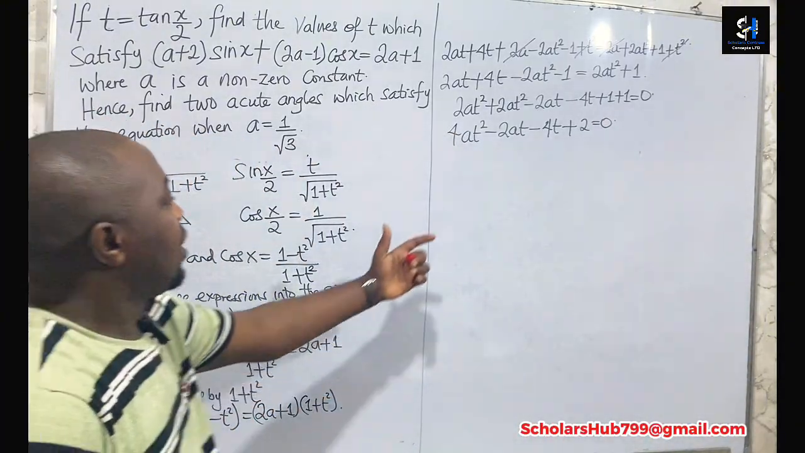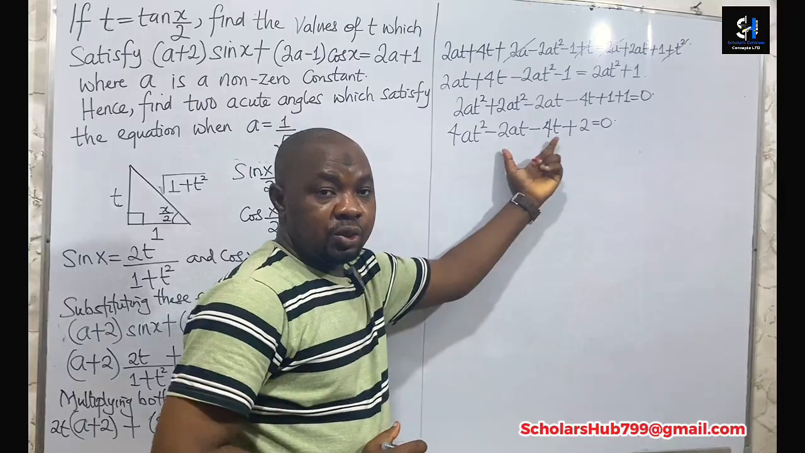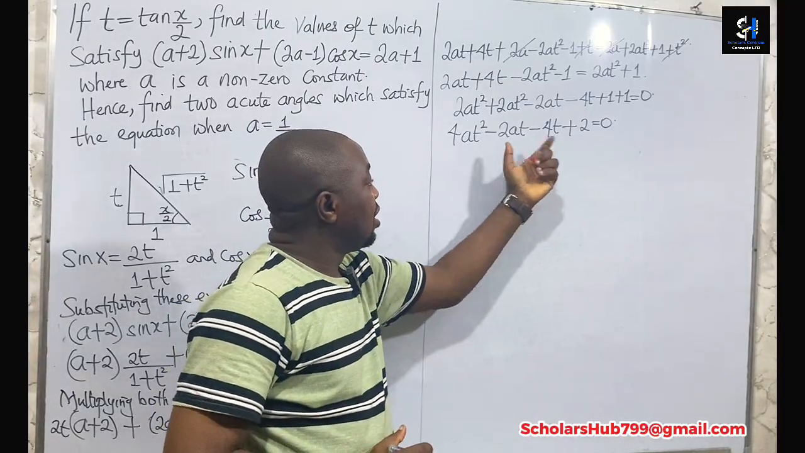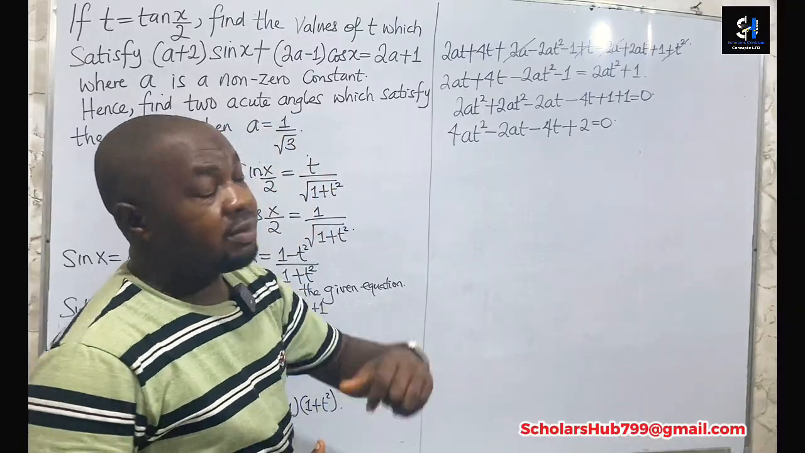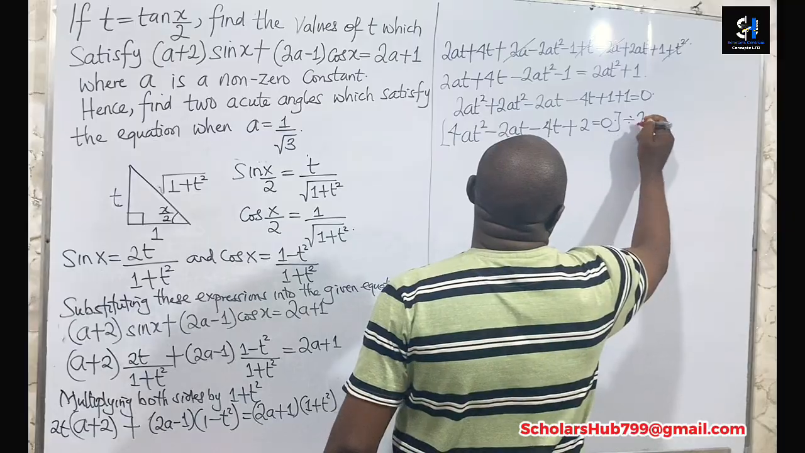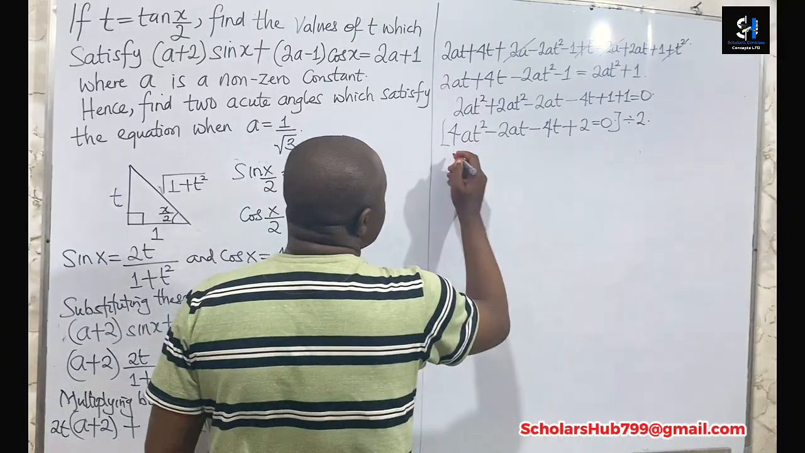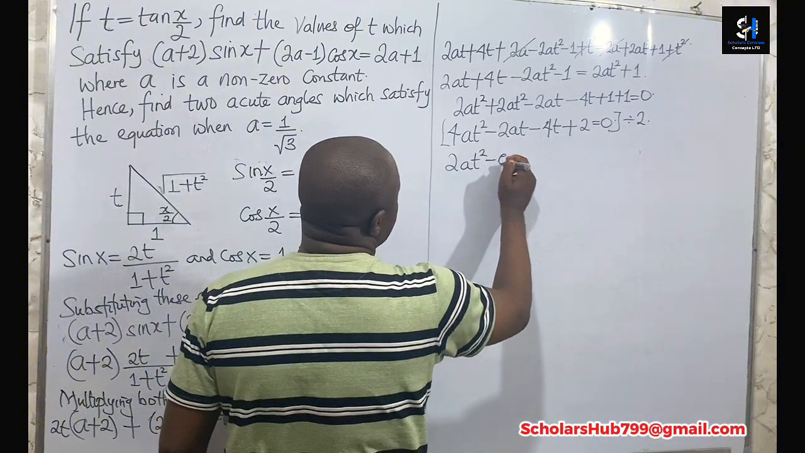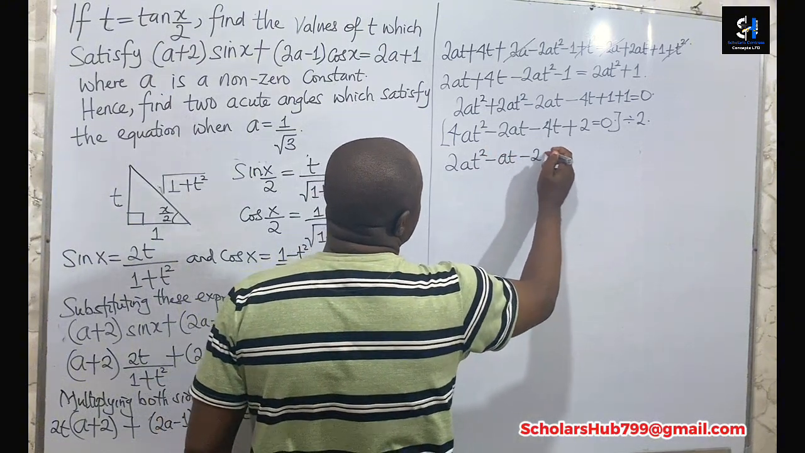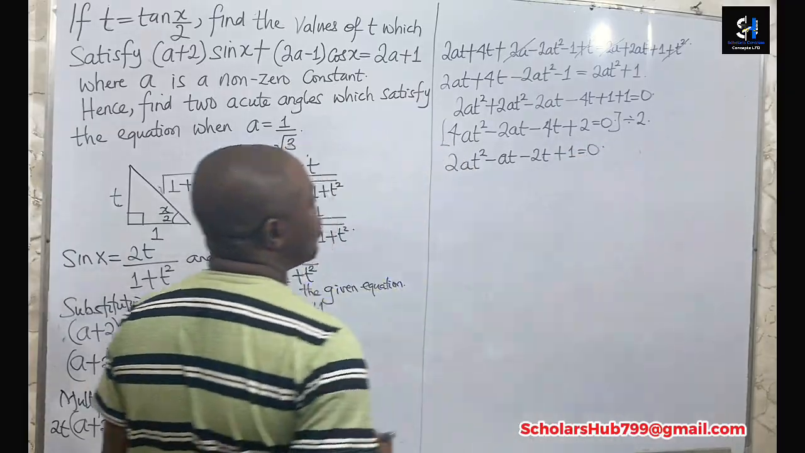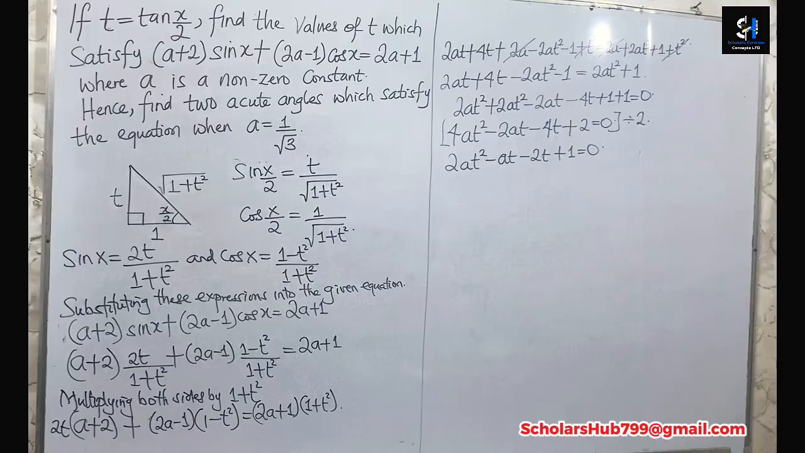All right, so now I can also reduce this equation again by dividing both sides by 2. So dividing the equation by 2, we're going to have 2at squared minus at minus 2t plus 1 equals 0.